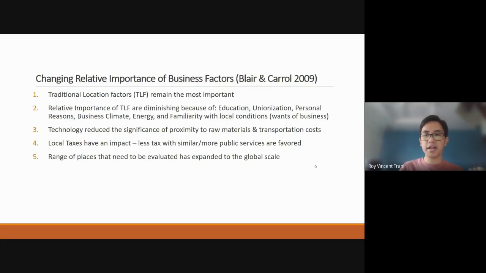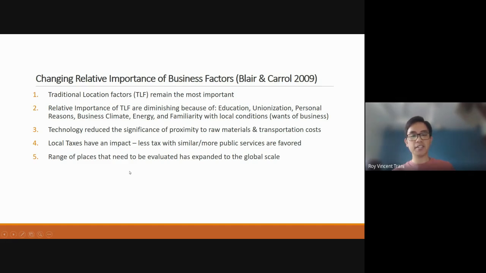Then, according to Blair and Carroll, there is changing importance of business factors. Traditional location factors, even up to 2009, and probably all the way up till today, remain the most important. But traditional locational factors, or TLF, are also diminishing because of innovations in education, the behavior of citizens, business climate, energy, and familiarity with local conditions. Technology, to an extent, has reduced the significance of proximity to raw materials and transportation costs. Raw materials might include the labor force and the materials to create the product. Local taxes have had an impact. Businesses tend to locate where there are lower taxes with similar or more public services.